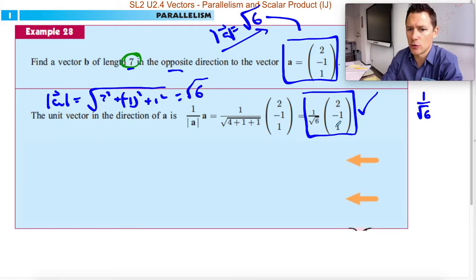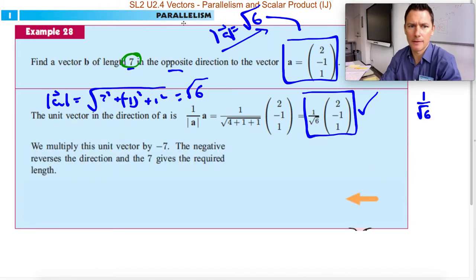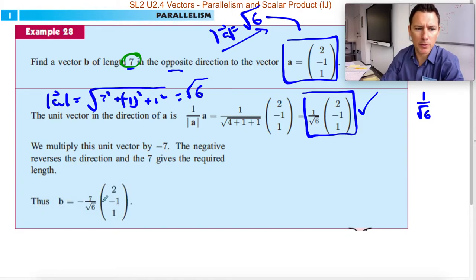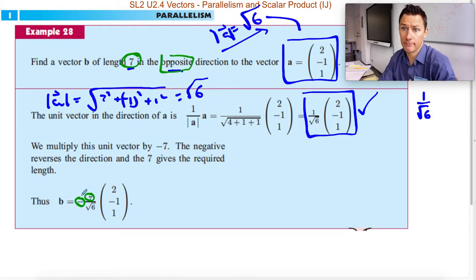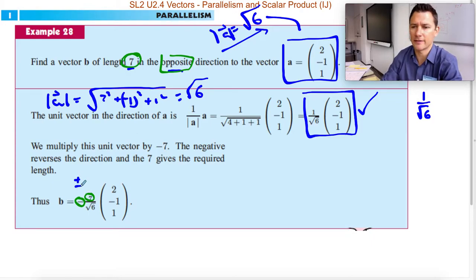So if this has length 1, just multiply it by 7, right? That's what this is about. So we've multiplied by 7 here, but because they asked us for the opposite direction, we choose -7. If it's the same direction, it's +7. If they say just make it parallel, plus or minus 7, because it can go in either direction. Cool. All right.